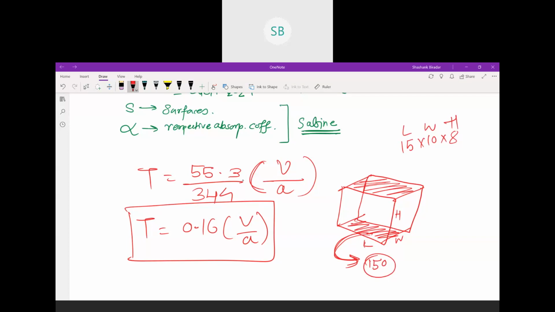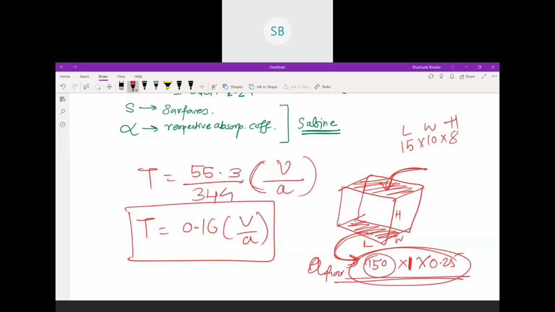Now, how many carpets are there? Only one carpet, covering all the floor, multiplied by the absorption coefficient of the carpet. Let us consider it is 0.25. The multiplication of this gives me the absorption at the floor. In a similar manner, you need to calculate the same for the roof also. Are you getting what I am saying?